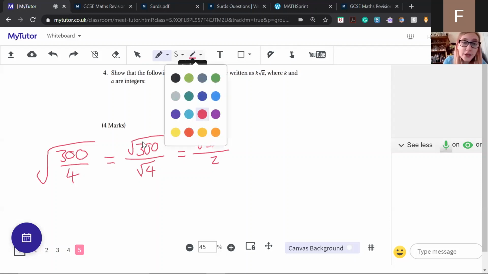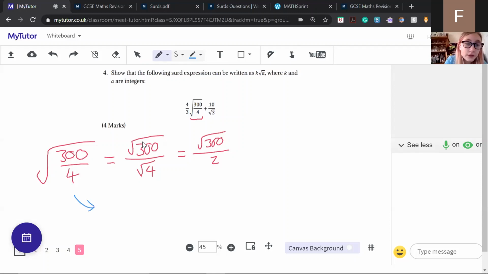The other thing that we could have done is 300 divided by 4 is 75. So we can write this as root 75. And I told you it would come up again. This is one of the ones that we did at the beginning, if you remember. So if we remember, this gives us 25 times 3. So root 25 times root 3, so 5 root 3.